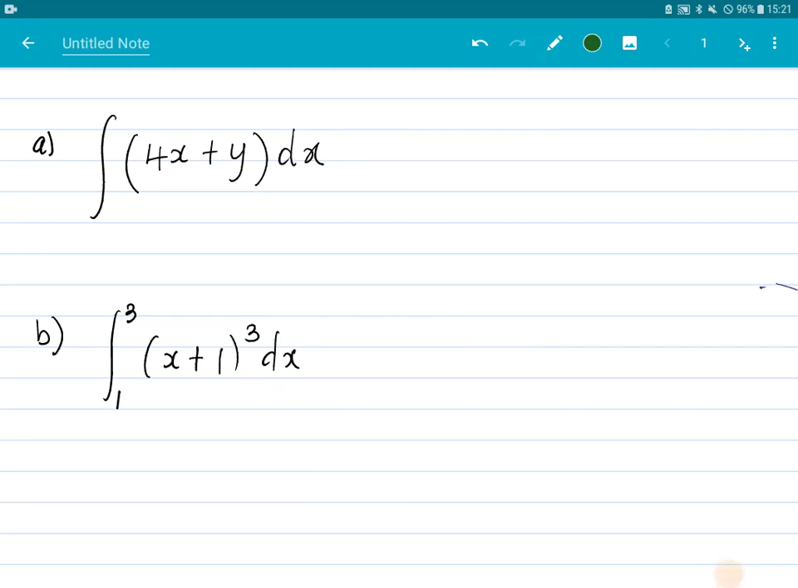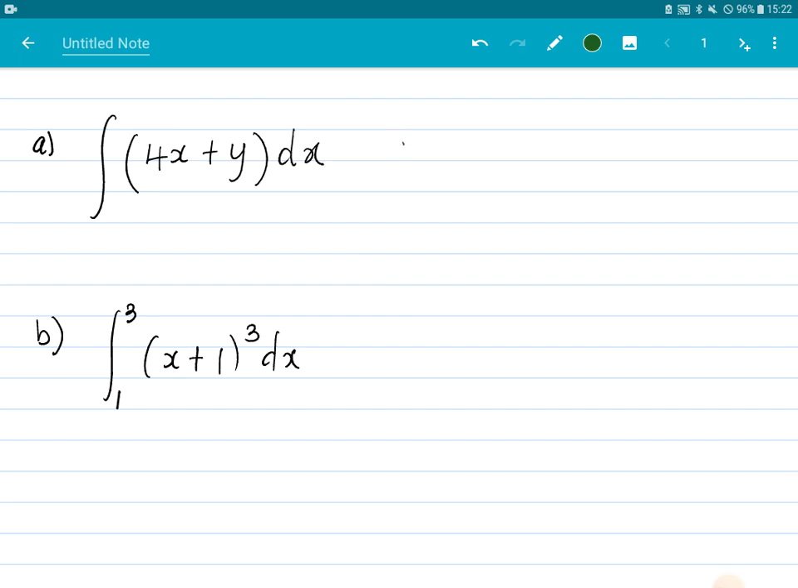Hello mathematicians, two questions here under integration. The first one is the integral of 4x plus y with respect to x. The other one is the definite integral of (x plus 1) to the power 3 with respect to x from 1 to 3. Alright, so how do we work out this problem that we have here?